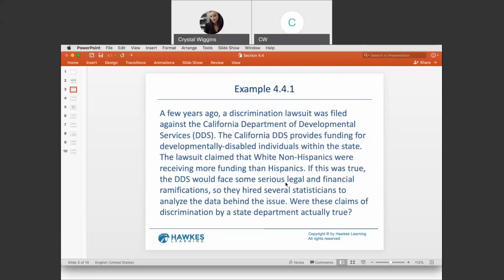A few years ago, a discrimination lawsuit was filed against the California Department of Developmental Services. The California DDS provides funding for developmentally disabled individuals within the state. The lawsuit claimed that the white non-Hispanics were receiving more funding than the Hispanics. If this was true, the DDS would face some serious legal and financial ramifications. So they hired several statisticians to analyze the data behind the issue. Were these claims of discrimination by the State Department actually true?